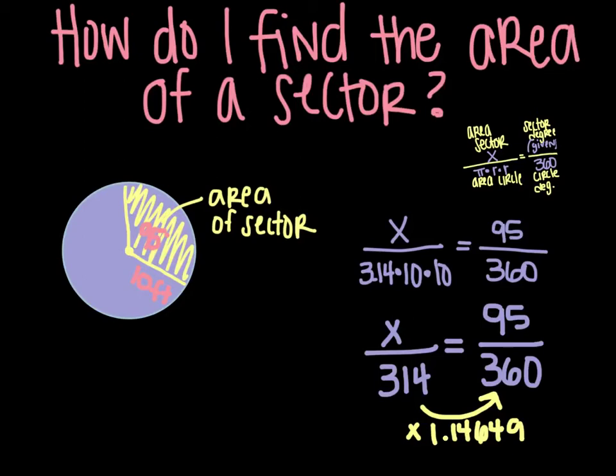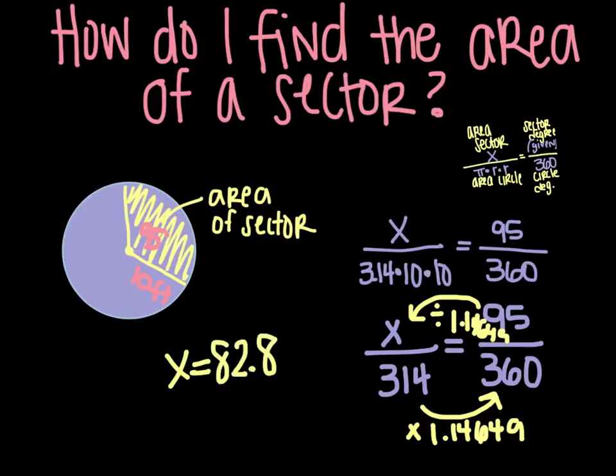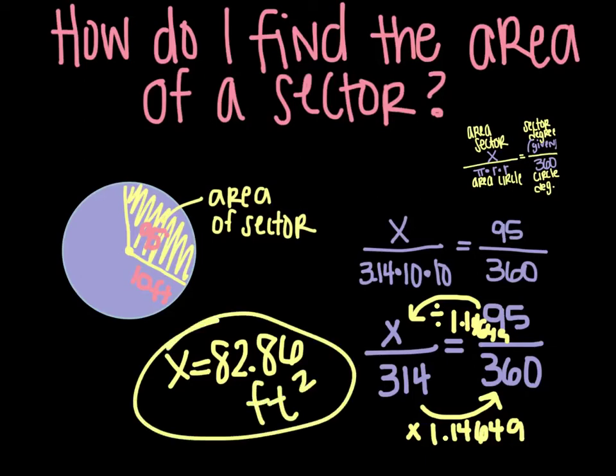Now, I'm going from what I know to what I don't know. My arrows are going opposite directions, which means I'm going to divide instead of multiply by that 1.14649. So 95 divided by 1.14649 equals, and that will tell me what x is. x is 82.86 approximately, using rounding. And then I need to label this. We're talking about area of a sector, so feet squared is my answer.